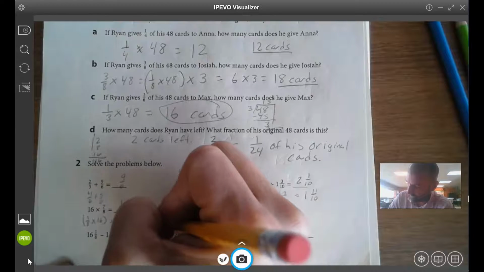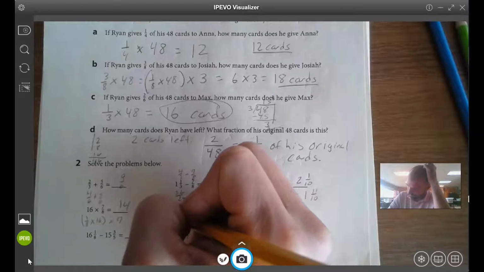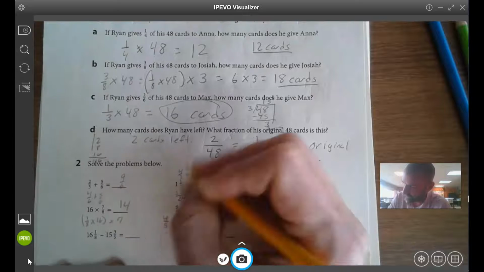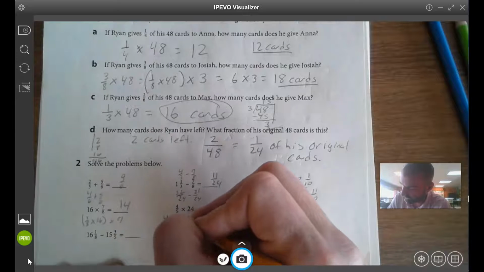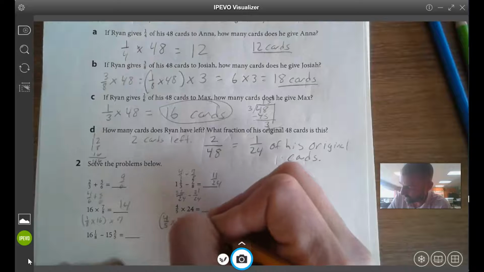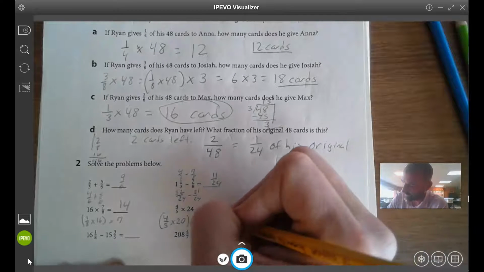1/5 of 20. Let's do 4/5. I think it's going to get too complicated. 4/5 is 20. And then plus 4/5 of 4. All right. So we're going to try that.